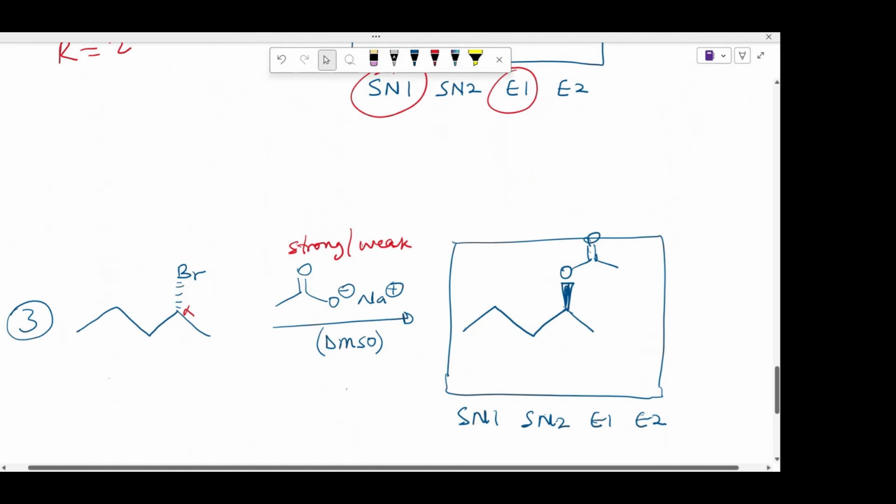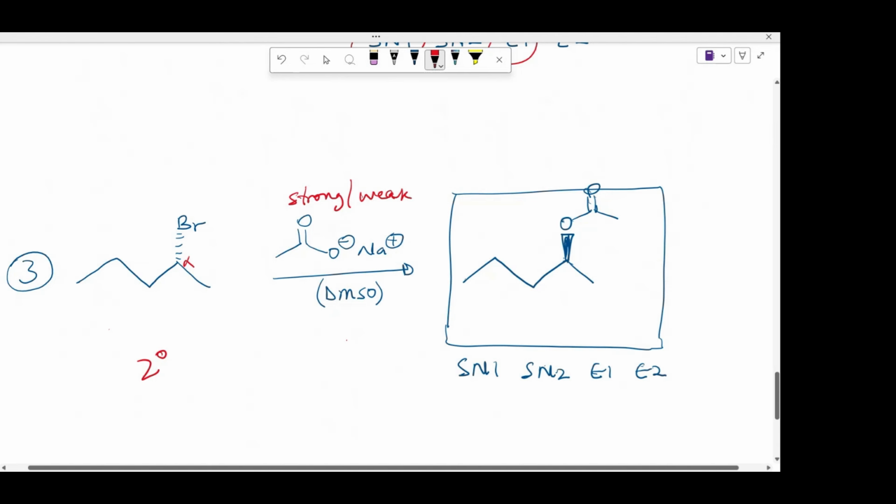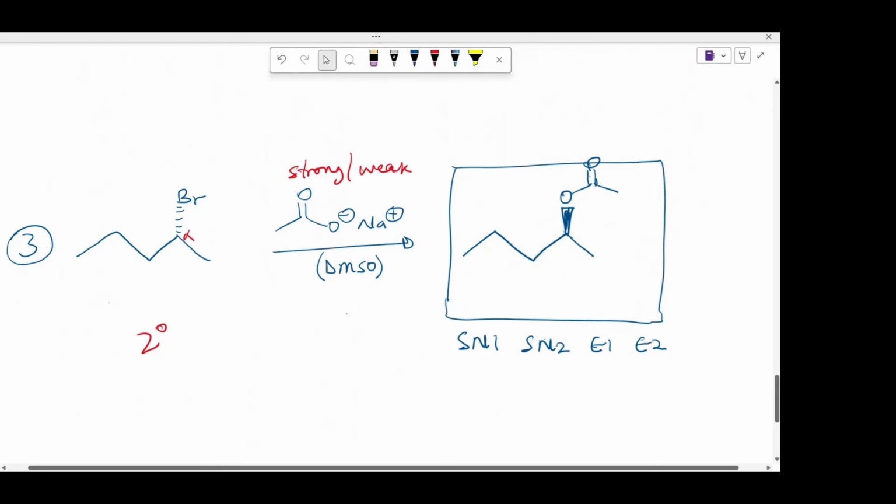In this example, we know that our reagent is a strong nucleophile, weak base reagent, but our alkyl halide is secondary. So since we have a secondary alkyl halide, and we know that strong nucleophile, weak base reagents always favor SN2, SN2 will be the prevailing mechanism in this case. And the product will be such that the nucleophile will replace the leaving group, but there's going to be an inversion of stereochemistry since it's an SN2 mechanism.